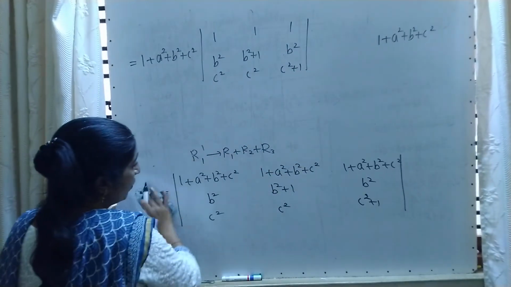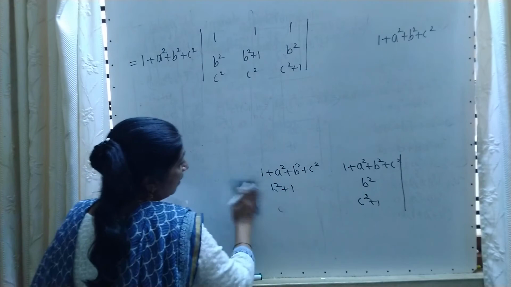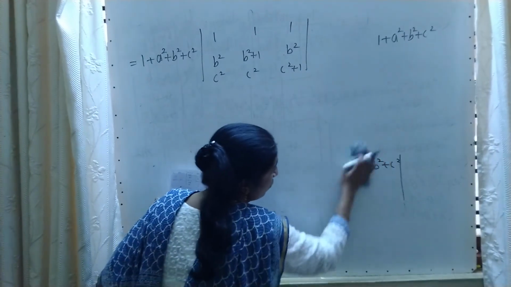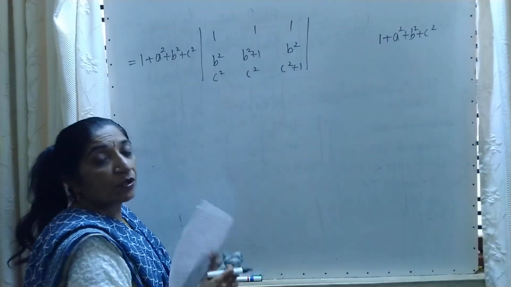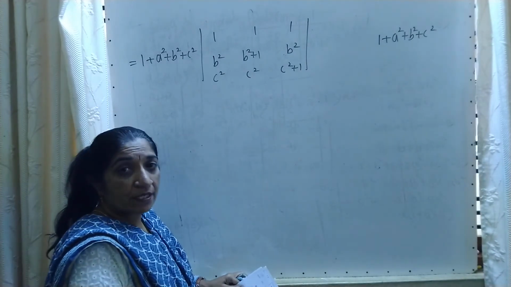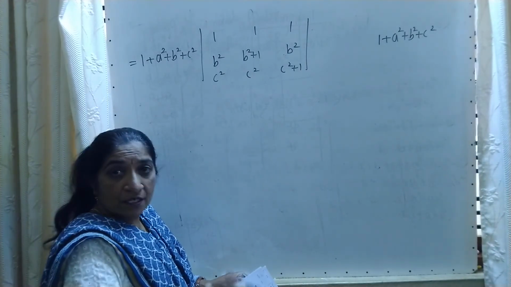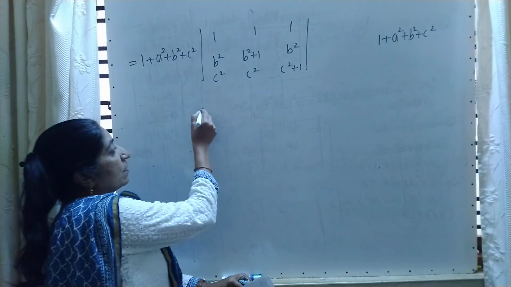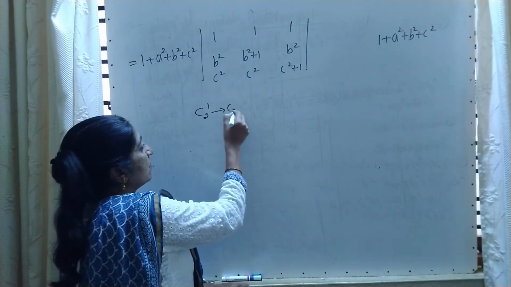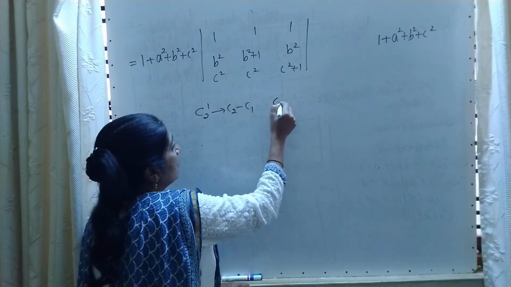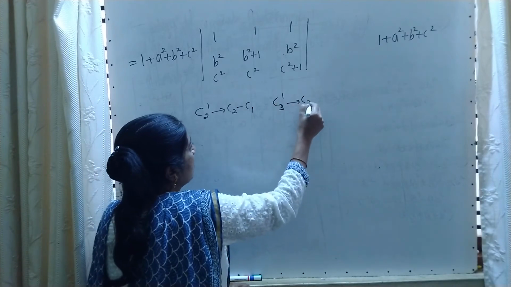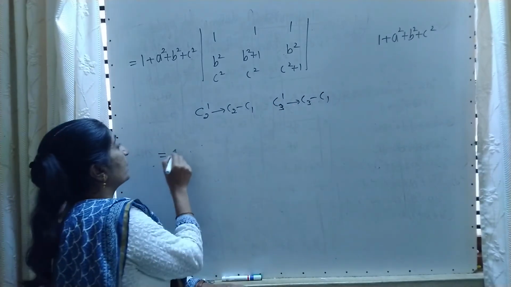Tell me, students, already we have the note with us. If all the elements in the first row are equal to 1, what are we doing? We are applying C2 minus C1 and C3 minus C1. See, is it in the note or what? C2 dash as C2 minus C1, C3 dash as C3 minus C1.